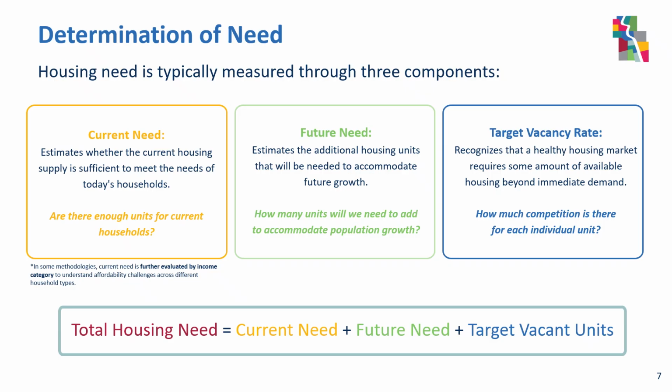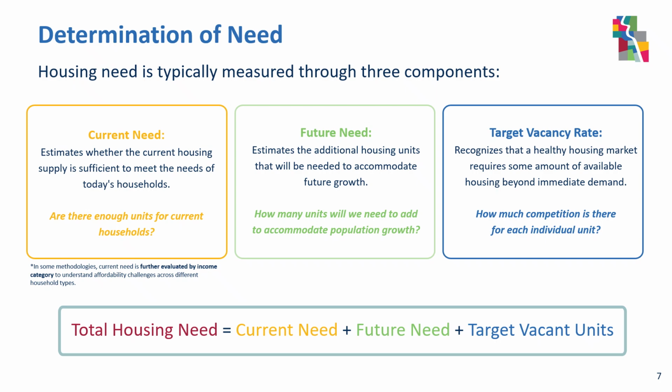When housing need is calculated, there are generally 3 major components. The first is current need. This looks at whether today's housing supply adequately serves today's households. In other words, if everyone who needs housing today had access to appropriate housing, how many units would be required?